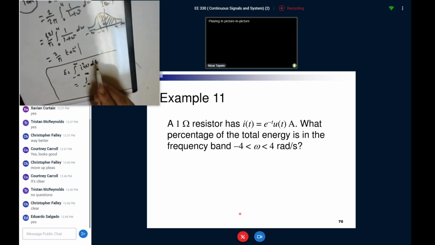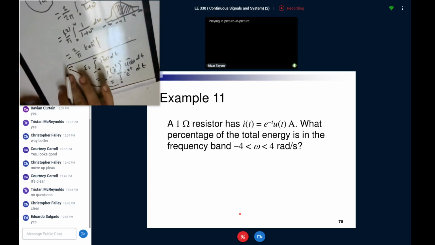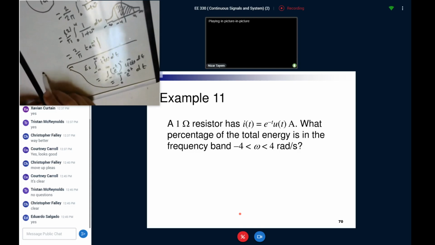Since we're talking about i(t) multiplied by u(t), we get e to the minus t squared times u(t) squared, it's going to be the same, dt, which is the integral from 0 to infinity of e to the minus 2t dt. We are using this to find the energy in the time domain. So the integral from 0 to infinity of e to the minus 2t dt is e to the minus 2t over minus 2, from 0 to infinity. If we do that, we get 1/2 joule.